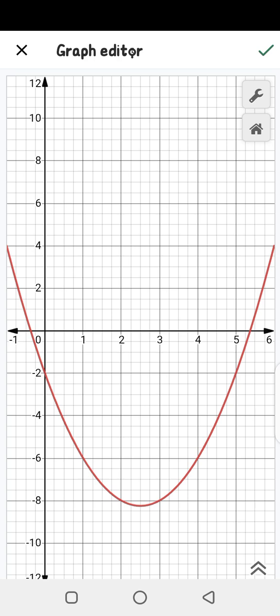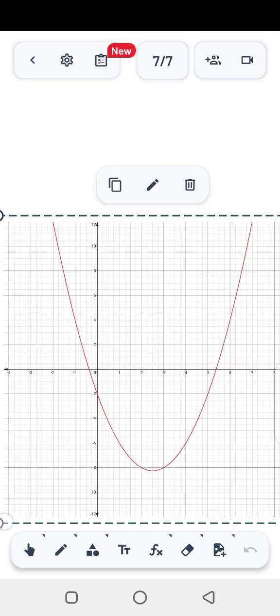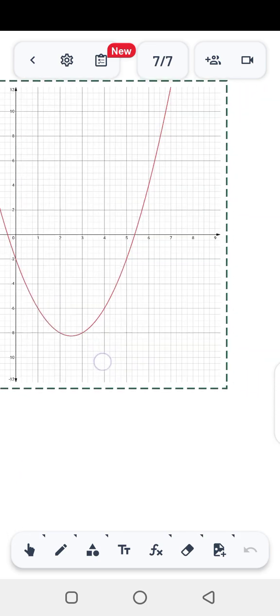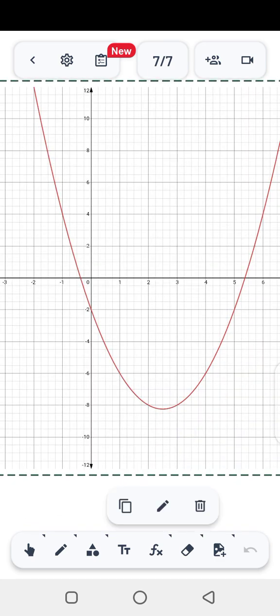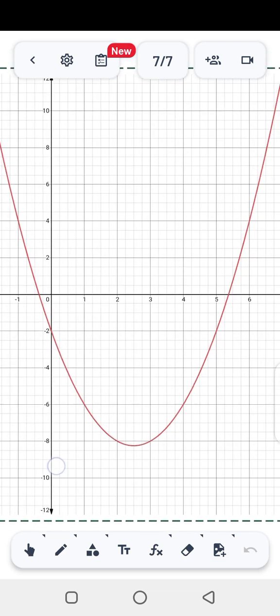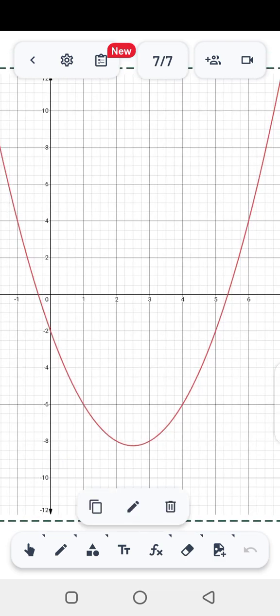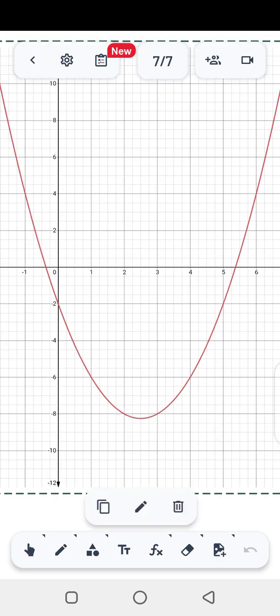So after graphing, let's load our graph. So our graph is loading. So this is our graph. Let's make it bigger so that we can see things clearly. Okay, I think this is okay. So this is our graph. So let's find the questions. All right, so we have this.